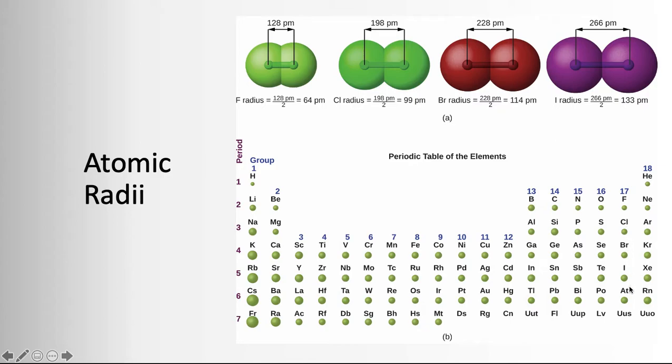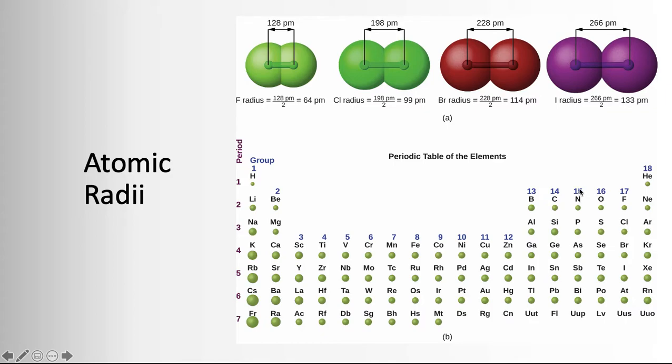As I'm moving down a group, so from fluorine moving down towards the iodine, I see that the atomic radius increases. What I also see is that if I move across the row or the period from lithium towards fluorine, the atomic radius decreases.